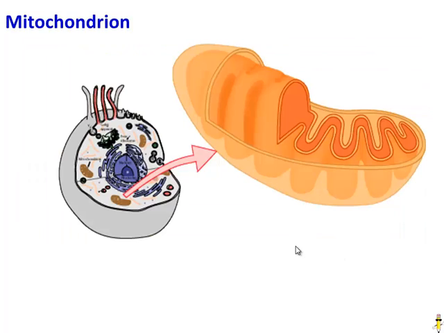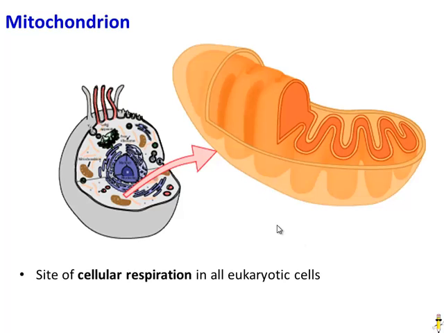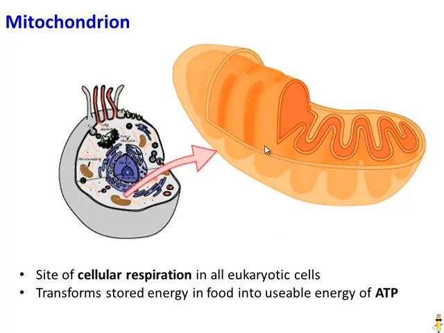Now, all of these processes take energy, and that's where the mitochondrion comes in. The mitochondrion is found in all eukaryotic cells, and it converts food energy into usable energy in a process known as cellular respiration. So food goes in and we get ATP, usable energy, out.